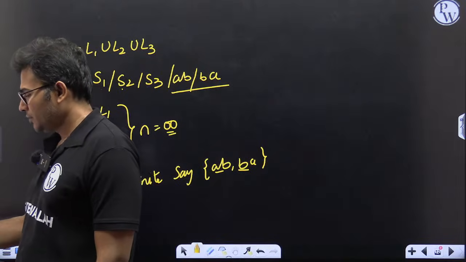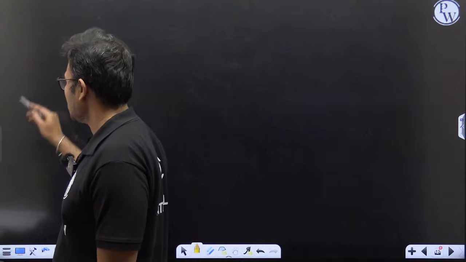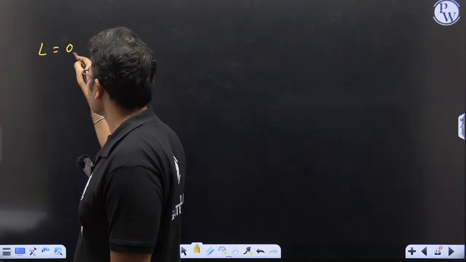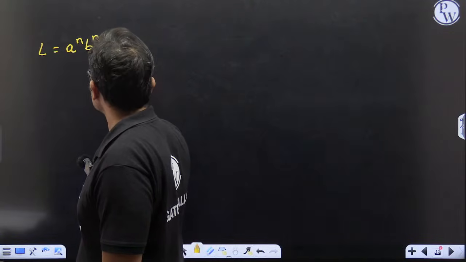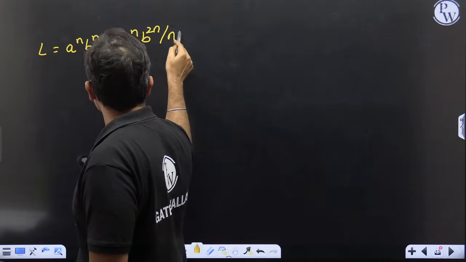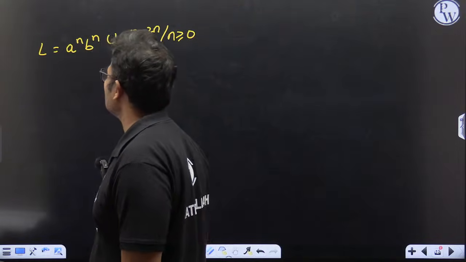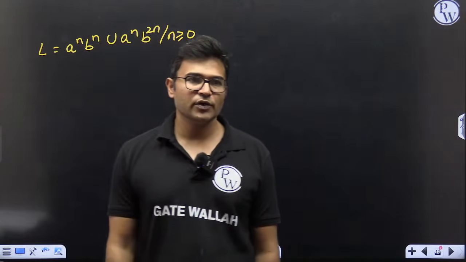Tell me about this. Is this an ambiguous language? A power n, B power n, union A power n, B power 2n such that n is greater than or equal to 0. Tell me if this language is ambiguous.